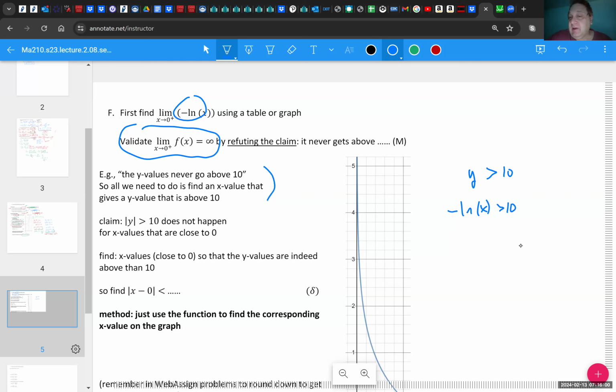And then I can solve for x here. So I can multiply both sides by -1. If you remember, when you multiply both sides by a negative, you reverse the inequality sign. And to undo a natural log, we just raise both sides to, or we put the base e to both sides. And that will give us x is less than e to the -10. So as long as we have an x value that's less than e to the -10, we will guarantee that we'll have a y value bigger than 10.